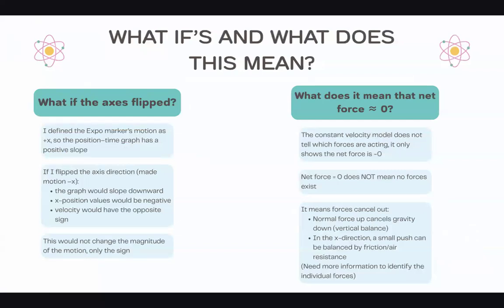Now the what ifs and what does this mean? If the axes were flipped: since I defined the motion as positive x, the slope is positive. If I define the motion in a negative direction instead, the graph will slope downward and positions would be negative, but the magnitude of the motion would stay the same, only the sign would change. And if the net force is about zero, what does that actually mean? It doesn't mean that there are no forces, which is very key to know. It means that they cancel. Vertically, the normal force cancels gravity. Horizontally, friction and air resistance can exist, but if the marker speed stays nearly constant, then the net force is still zero.